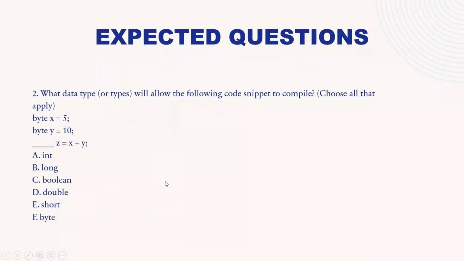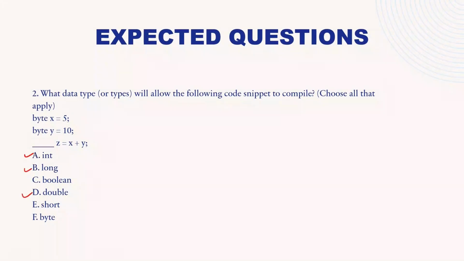Okay, what data type or types will allow the following code snippet to compile? And there is some code like byte x equals 5, byte y equals 10, sum z equals x plus y, right? Pause the video, answer the question. So the answer for this will be A, B and D.